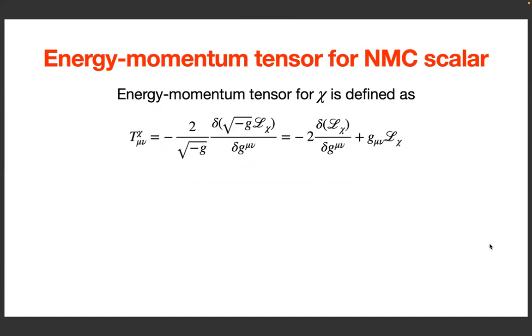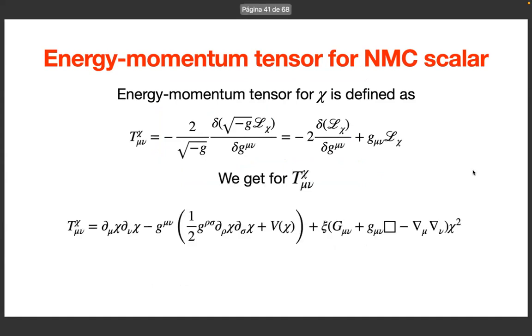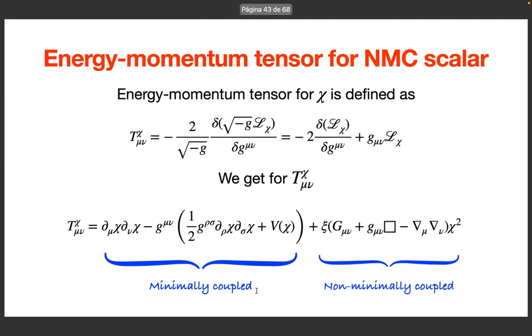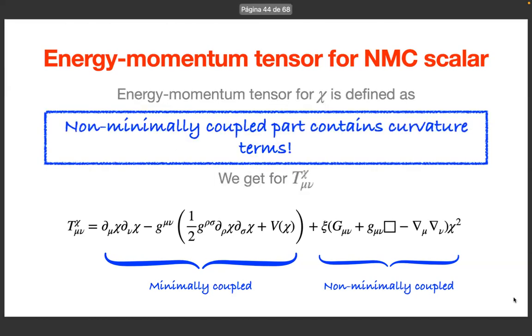I can get the energy momentum tensor by applying the definition that we know, by varying the action with respect to the metric for the part of the action that corresponds to the non-minimally coupled field, and I get this expression here. We get what we expect from a minimally coupled scalar field, the energy momentum tensor that we all know, plus a part that is proportional to the factor of being non-minimally coupled. And as you can see, it actually contains curvature terms, which are encoded here.